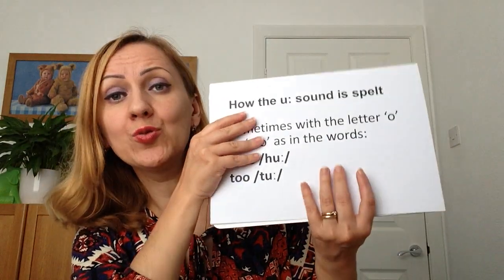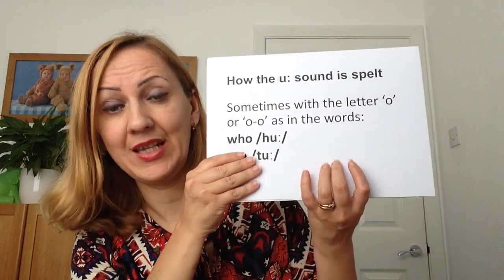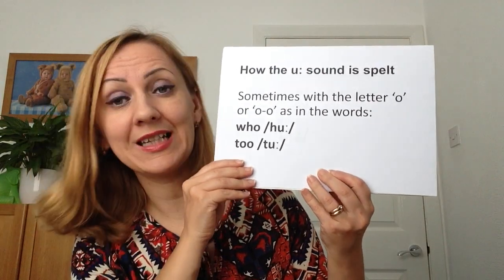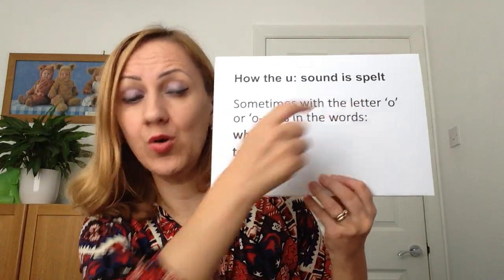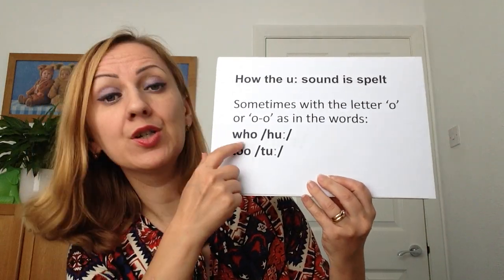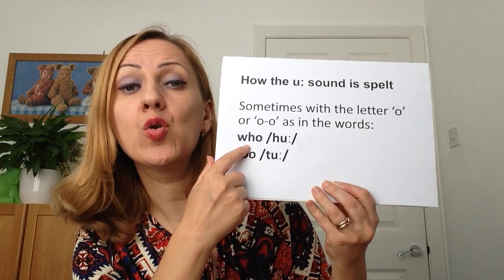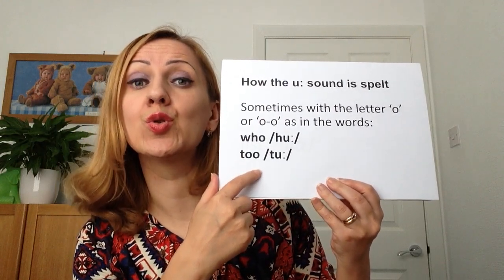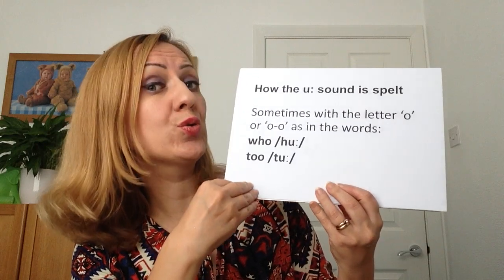Now, how is the sound ooh spelled in words? There are quite a few options here. As a rule, it can be spelled with the letter O or with double O, like in those examples. Who, who, who, or two, two, two.